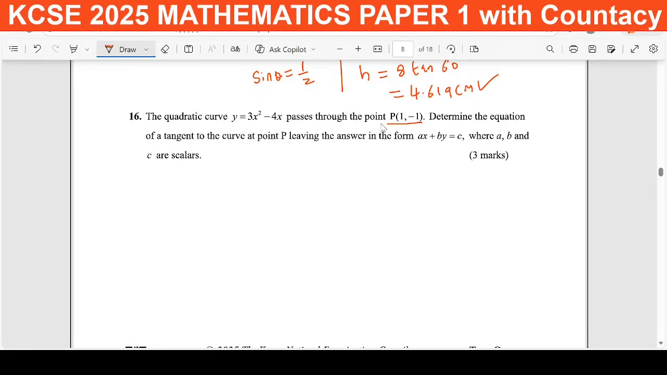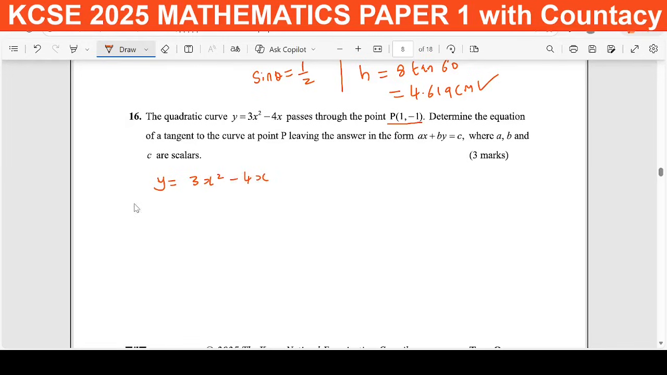For this particular case, we have not been given the gradient, and we've also not been given the other point. But there is one thing we can do: we can get the gradient of this curve. And once we get the gradient of this curve, we are going to be able to find the gradient at this point P. So let's go ahead and try to find the gradient of this curve. We have y is equal to 3x squared minus 4x.